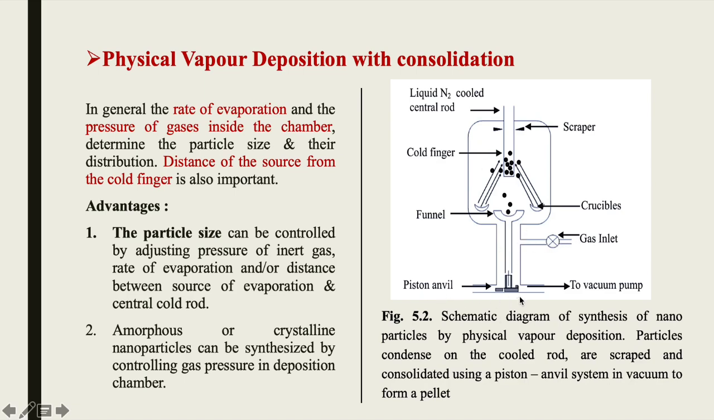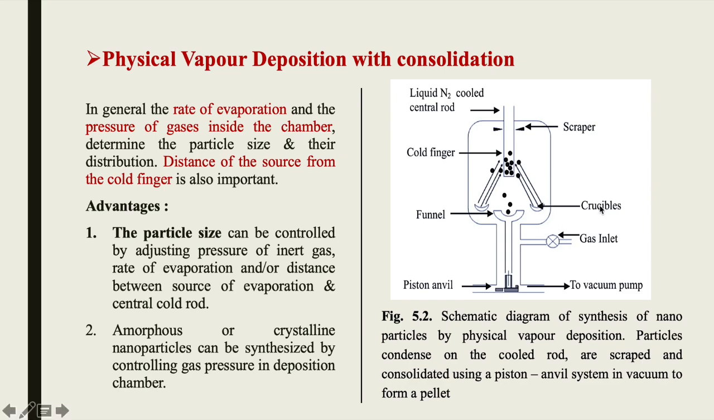So this is the piston and wheel. The use of this is just to adjust the distance between your funnel and the cold finger. This distance you can control using this piston. This is the funnel where your material will get evaporated or heated up. Based on this temperature, you can decide your rate of evaporation.